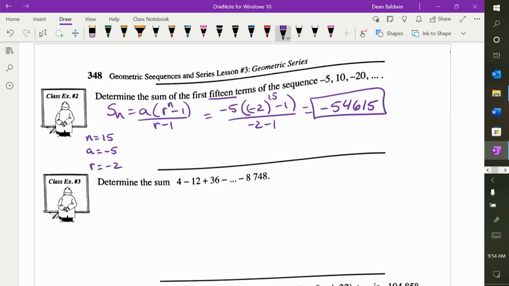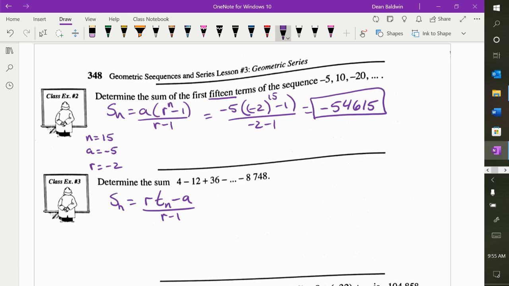Next question. Determine the sum of the series, blah, blah, blah. Do we know the last term? Yes. So what formula are we using? The bottom one, which is Sn is equal to R Tn minus A over R minus 1.